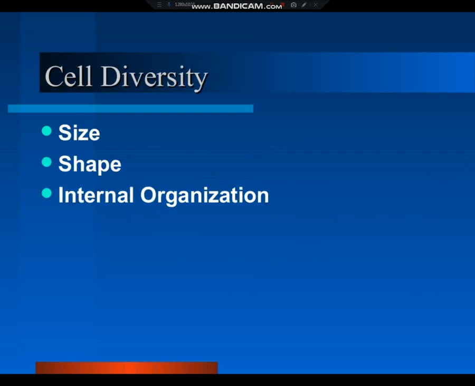Cell diversity. The word cell diversity simply means that the size and shapes of cells vary. For example, the size and shape of a nervous cell will be quite different from the size and shape of excretory system cells. The size and shape of digestive system cells will definitely differ from the size and shape of reproductive system cells.